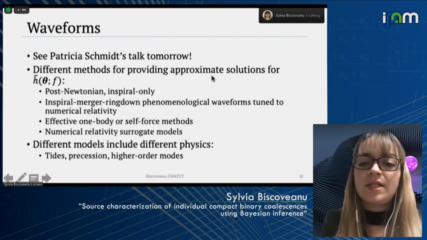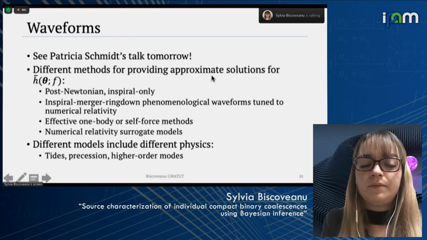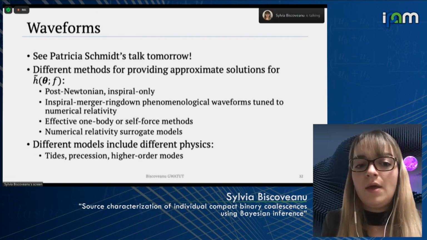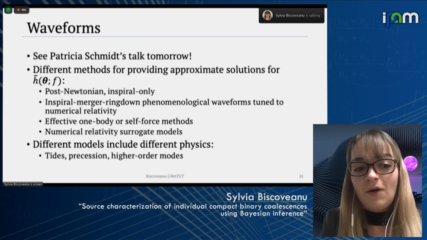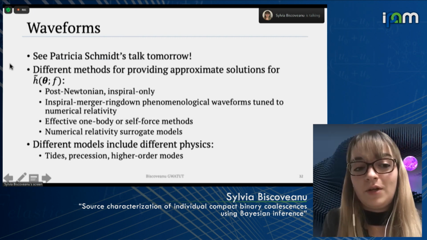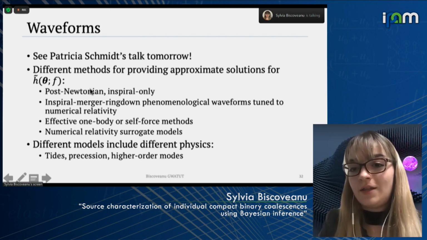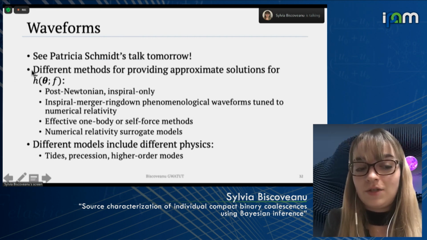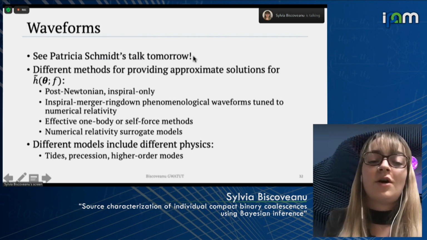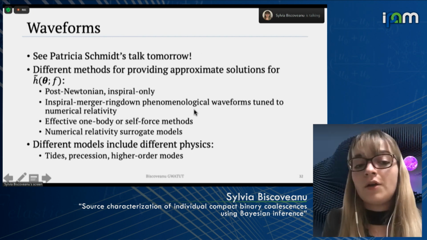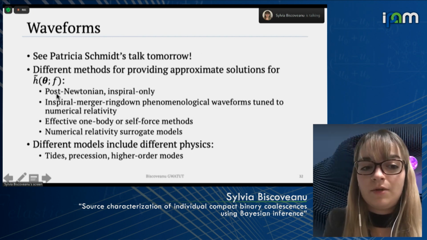Okay, and then basically the last component that we need before we can plug along and run our parameter estimation is some sort of model for the waveform. And this is just because, as you all have been learning in the previous lectures, it is very expensive to run numerical relativity simulations all across the parameter space of interest. So you need some sort of cheap approximative method to get the astrophysical contribution h. And so Patricia Schmidt will give a talk all about this tomorrow, so I will only just very briefly mention this. There are a few different methods for obtaining these approximative solutions.